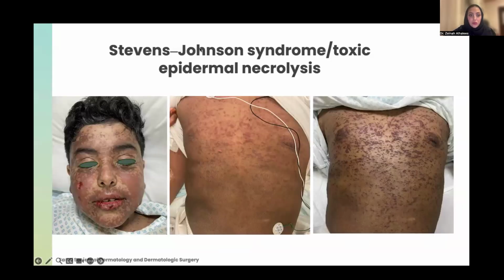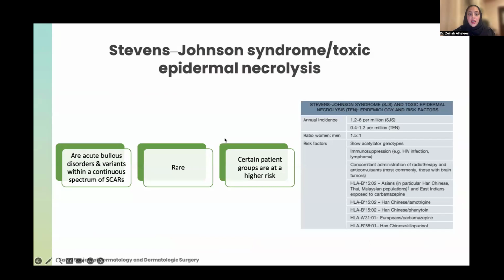Good job. So this is SJS-TEN, so Stevens-Johnson syndrome, toxic epidermal necrolysis, and both of them are acute bullous disorders, and they're a variant within a continuous spectrum. And that's why we said continuous spectrum, because we're going to talk about the BSA in a bit. So they're rare, they're not quite common, and we know that certain patient groups are at higher risk.